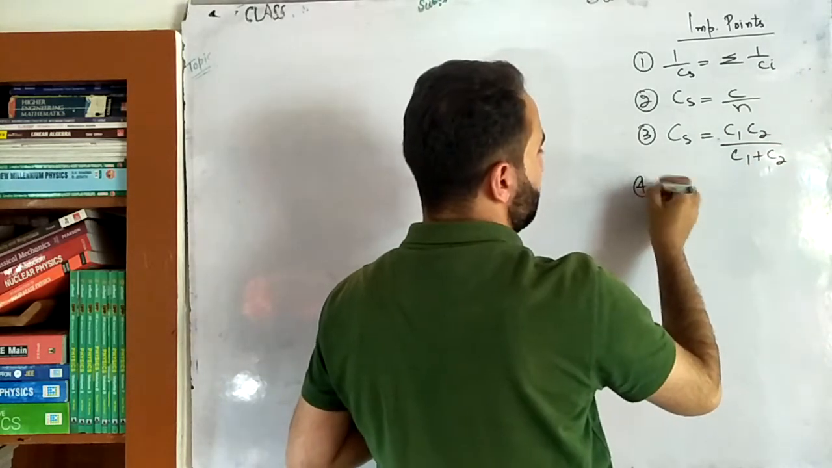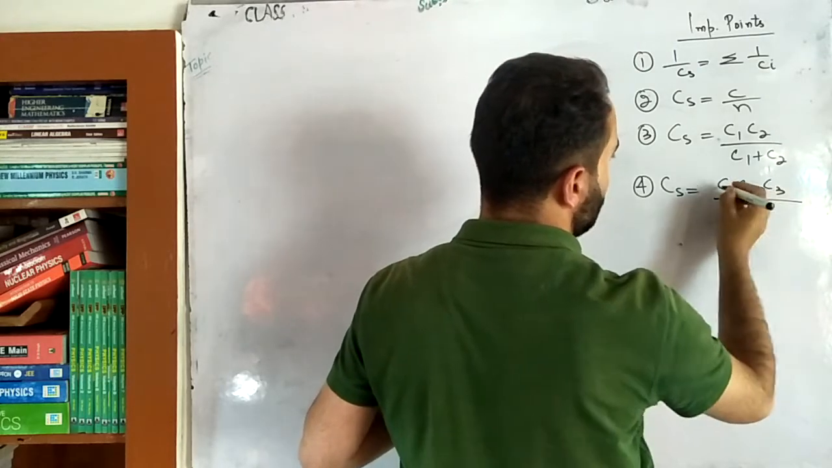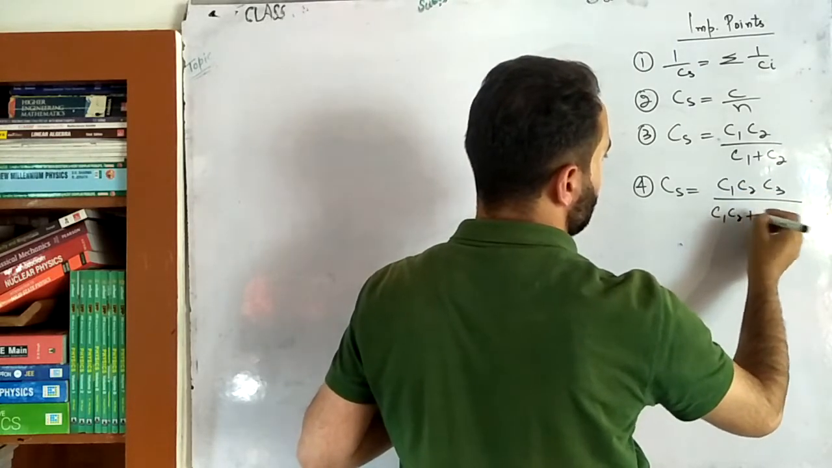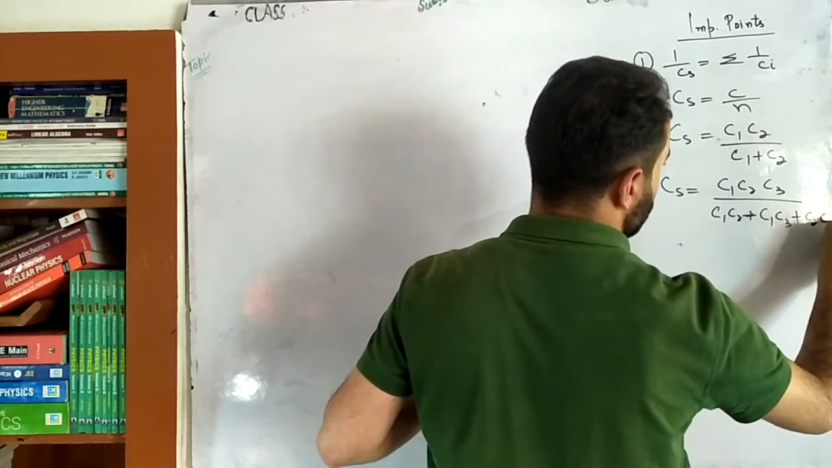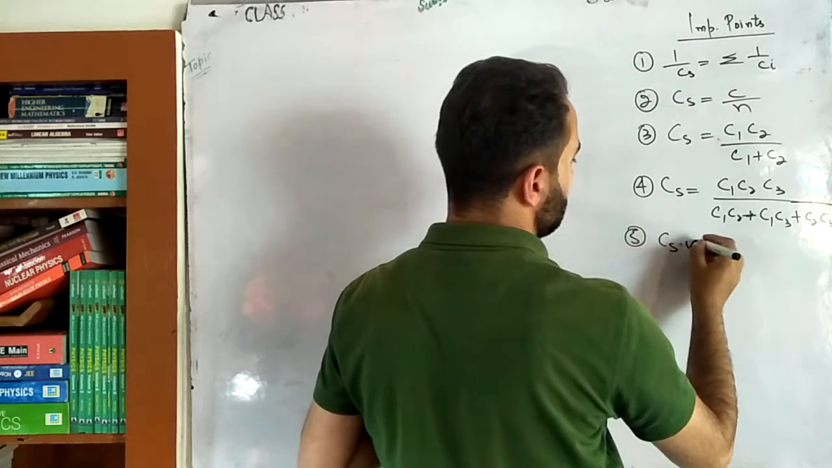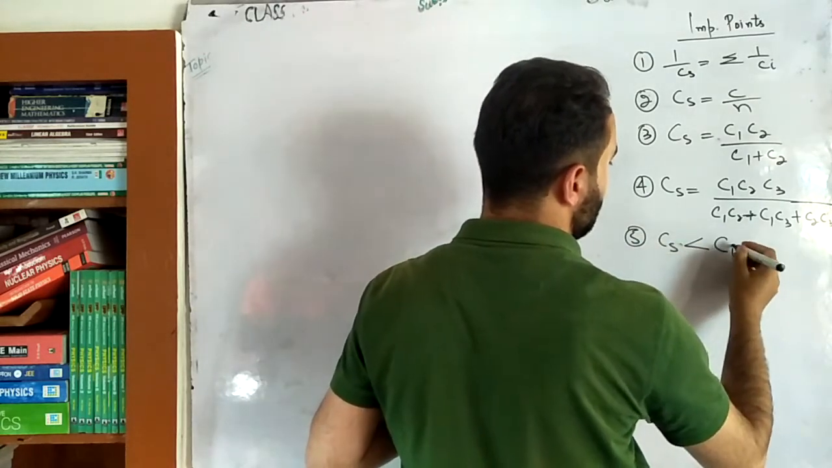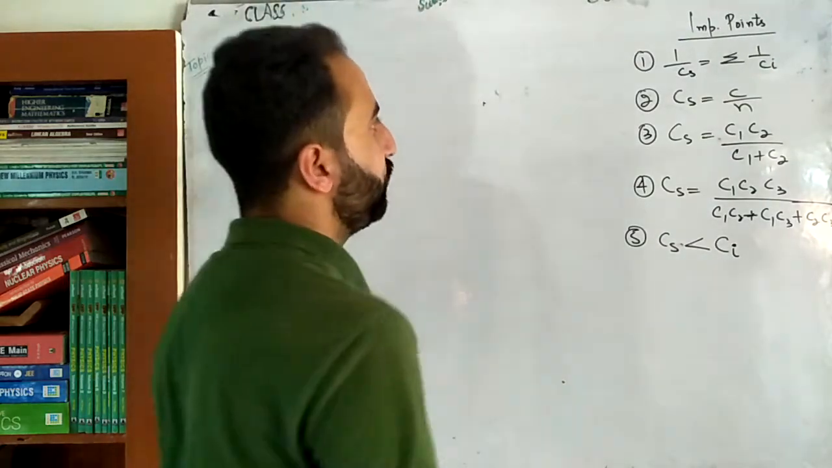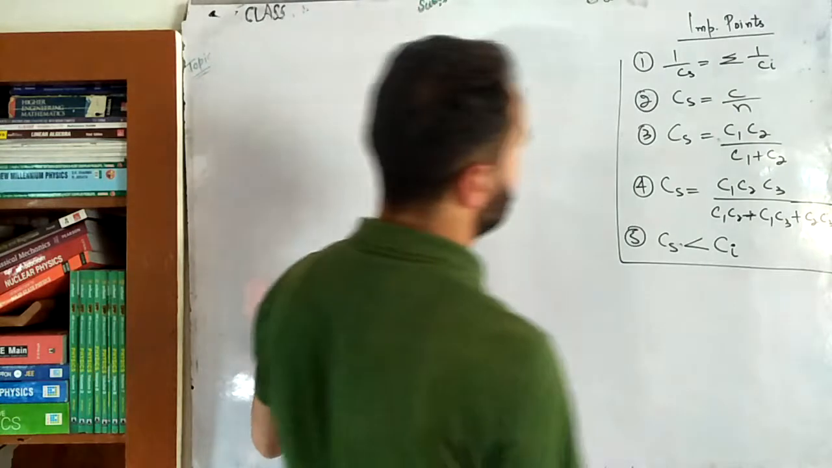Then point number 4 is that if there are 3, CS will be equal to product C1 C2 C3 divided by C1 C2 plus C1 C3 plus C2 C3. Okay, beta? And point number 5 is that CS is less than the least Ci, and if you want to decrease capacitance, connect them in series. So these are important pointers in series combination.